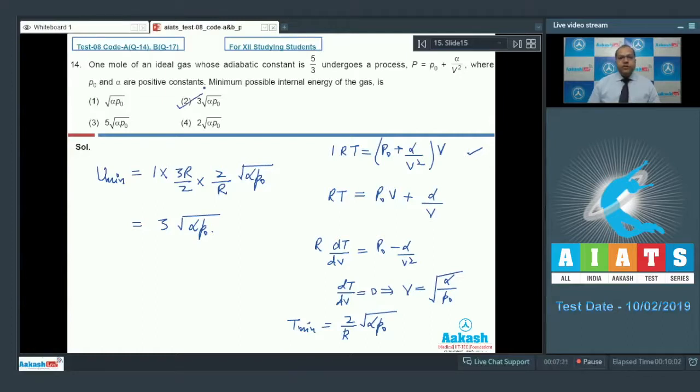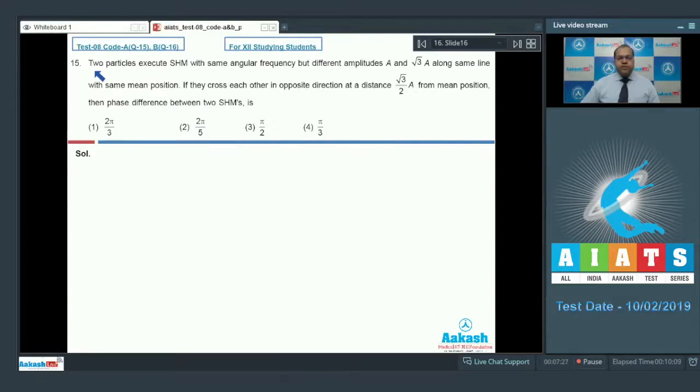Let's move to question number 15. In question number 15, two particles execute SHM with the same angular frequency but different amplitudes A and root 3 A, along the same line with the same mean position. If they cross each other in opposite direction at a distance root 3 by 2 A from the mean position, then the phase difference between the two SHMs is.